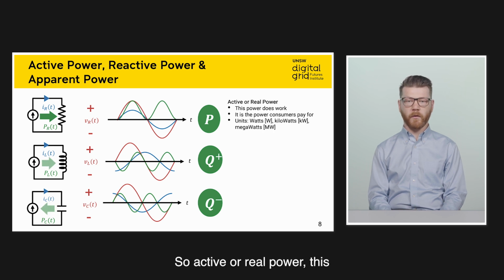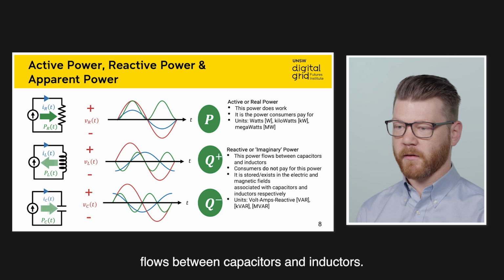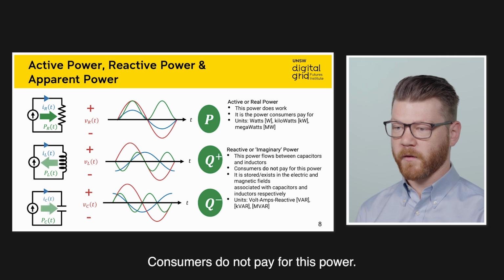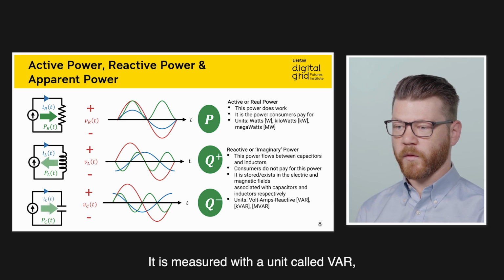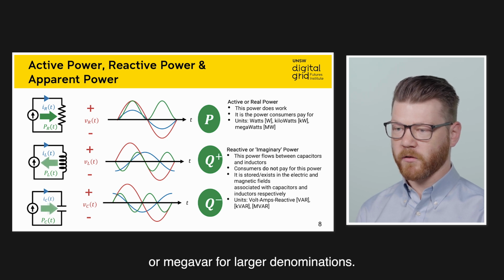So active or real power, this is the power that does work. This is the power that transfers energy from one form to another. This is the power that as a consumer we pay for. And reactive power, this is the power that flows between capacitors and inductors. Consumers do not pay for this power. It is measured with a unit called VAR, or volt amps reactive, or the kilovar or megavar for larger denominations.